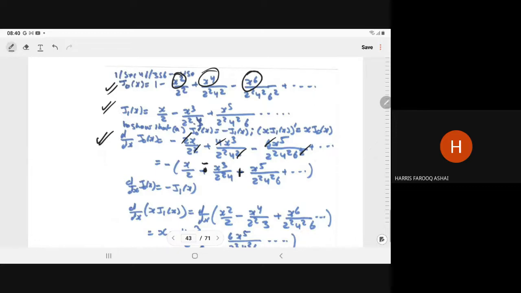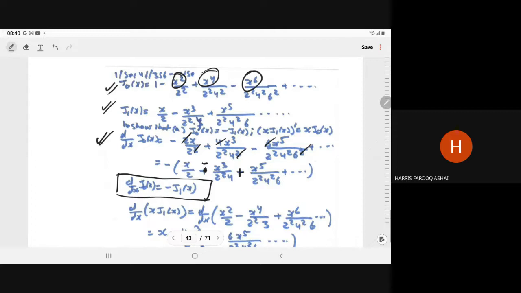So x by 2 minus x cube upon 2 square into 4 plus x to power 5 upon 2 to power 4, 4 to power 2 to power 2, 4 to power 2 into 6. And what is this? This is the j1, already we have derived, so this is equal to j1. So here we have the derivative of the j naught is equal to minus of the j1.